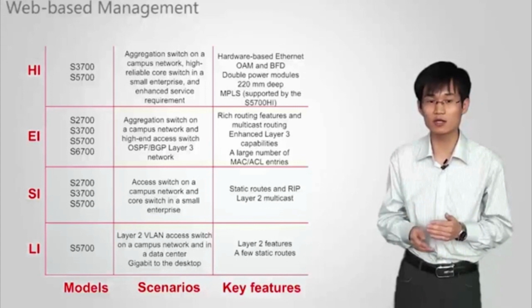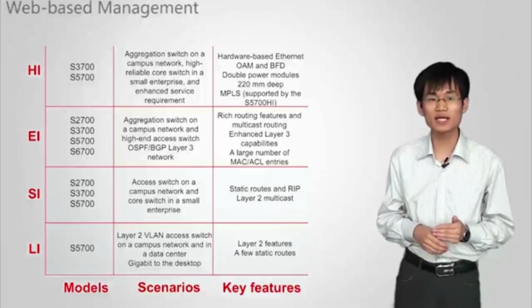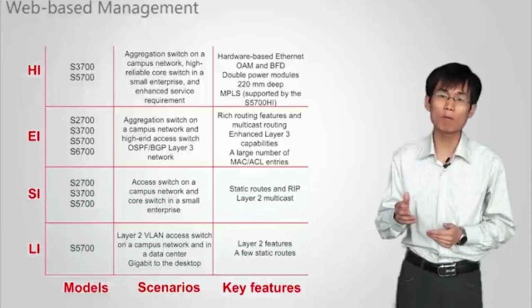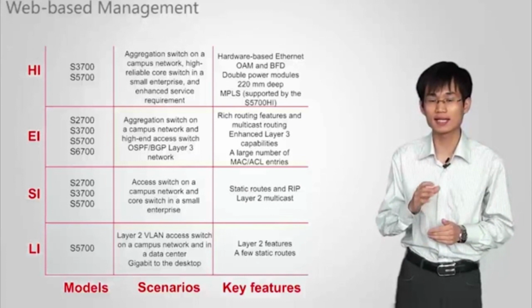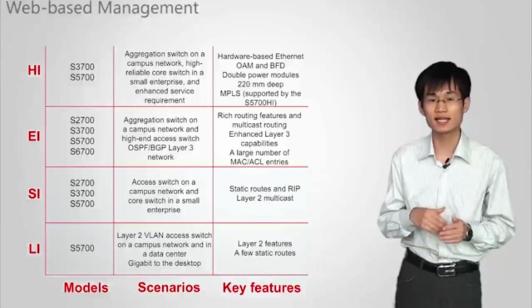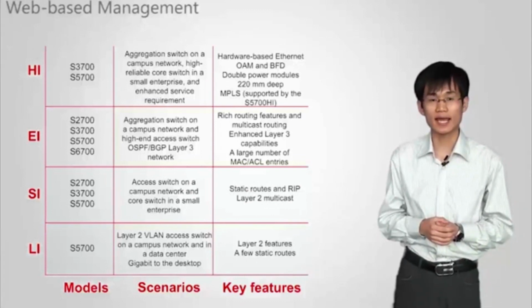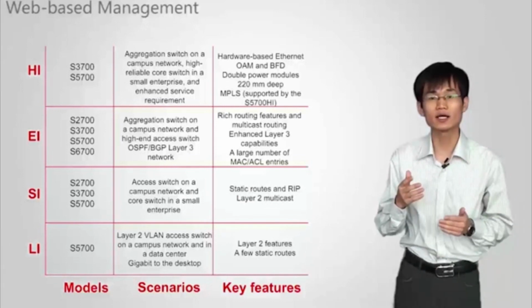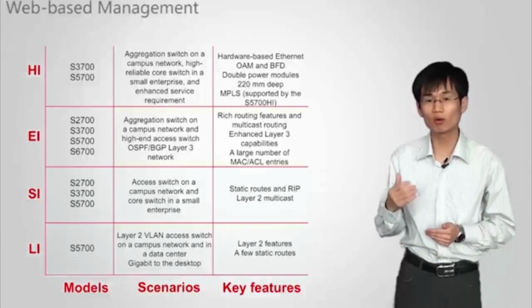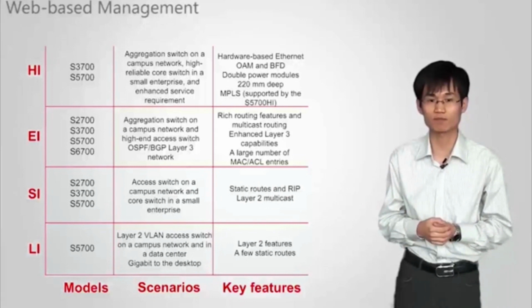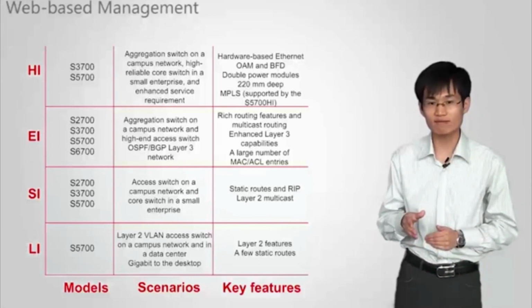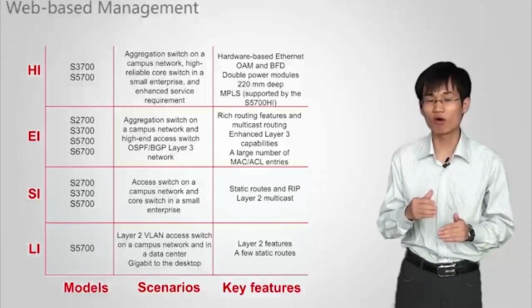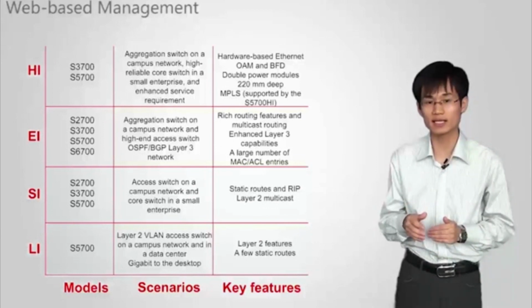The ACE5700 LI switch supports complete Layer 2 functions and simple management, while the ACE5700 SI supports Layer 2 functions and basic Layer 3 functions. The ACE5700 EI supports complete routing protocols and rich service features. In addition to the functions of EI, the ACE5700 HI supports some advanced functions such as MPLS and hardware-based OAM.